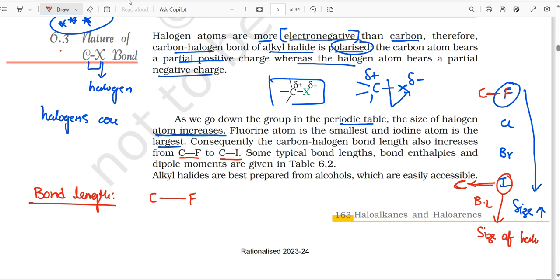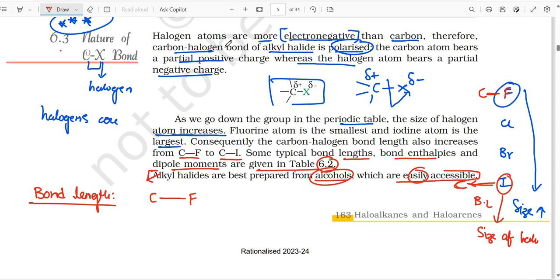Some typical bond lengths, bond dissociation energies and dipole moments are shown in Table 6.2. Alkyl halides are best prepared from alcohols, which are easily accessible. This is the hint we will discuss in the next video, the preparation of alkyl halides.